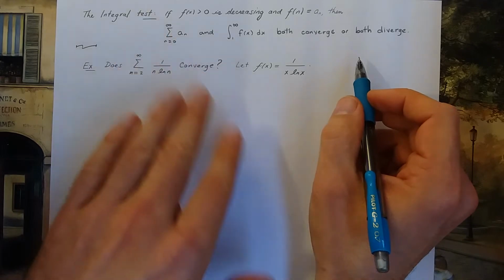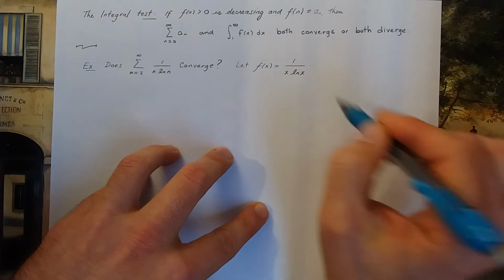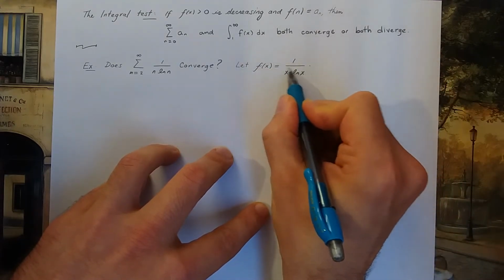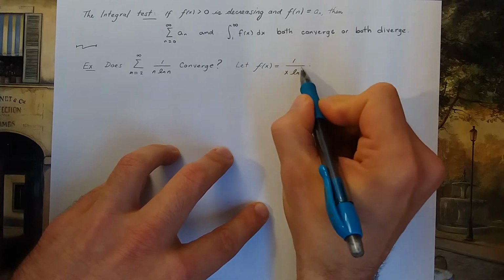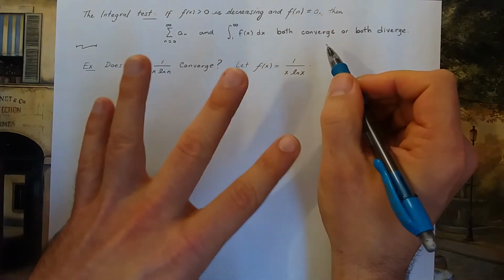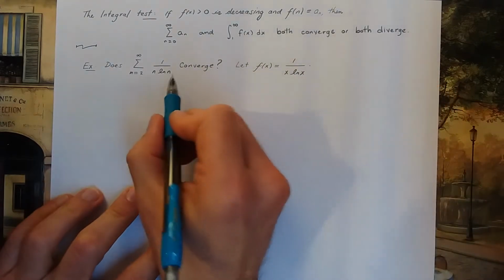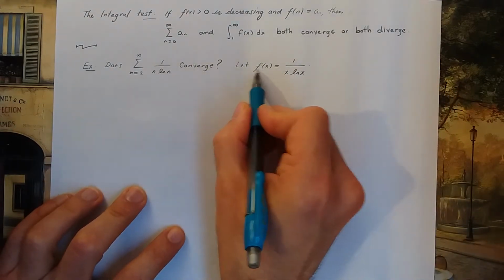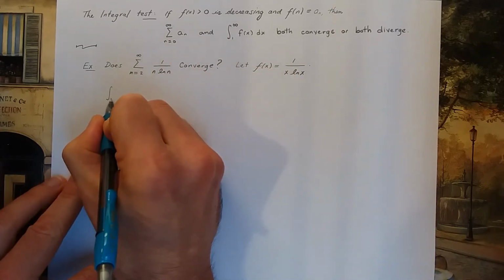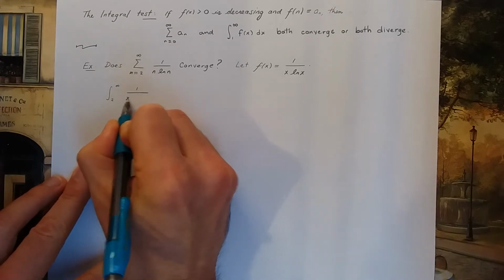You could double check that if you take the derivative and show that the derivative is negative, meaning the function's going down. But I'll just observe that the bigger values of x I plug in, the smaller this number gets. So I'm going to intuitively just see that the function's decreasing. So deciding if this converges is the same as deciding if the integral converges. So I'm going to do the calculation. The integral from 2 to infinity of 1 over x log x.